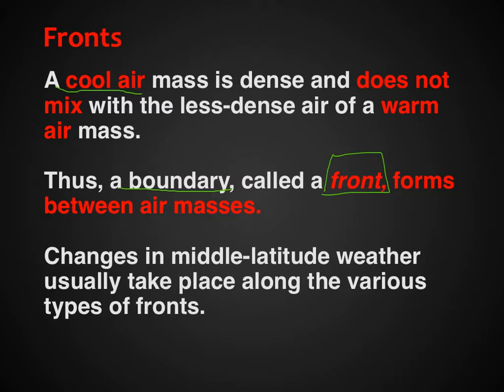And changes in the middle latitudes weather, that's us, we're in the middle latitudes, between 30 and 60 degrees north or south latitude, in the middle there, 60 to 90 being up by the pole, 0 to 30 being by the equator. In these mid-latitudes, we get weather forming along various types of fronts. And in this lecture, we're going to talk about those fronts, how they form, and even a little bit about what kind of weather they can bring and why.